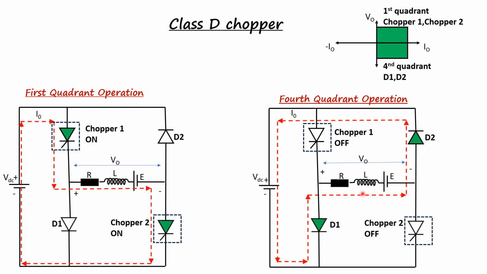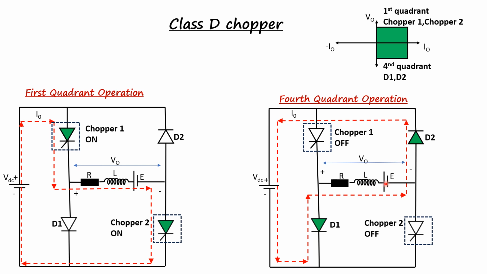So the energy stored in the inductor is released gradually through the load, then D2, then VDC, then D1 and back to the load as shown in the red arrow line. Now we can see that the direction of the output current I0 has not changed, but the polarity of the output voltage V0 is reversed because the inductor is getting discharged. So the output current remains positive whereas the output voltage will be negative. Hence the fourth quadrant operation of the chopper is obtained in this case.